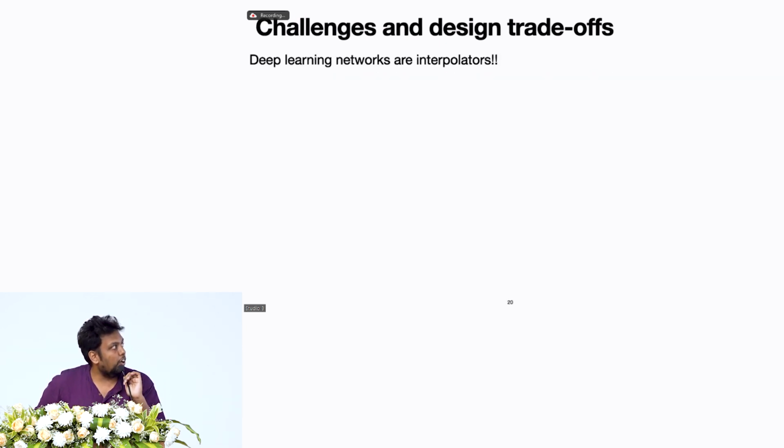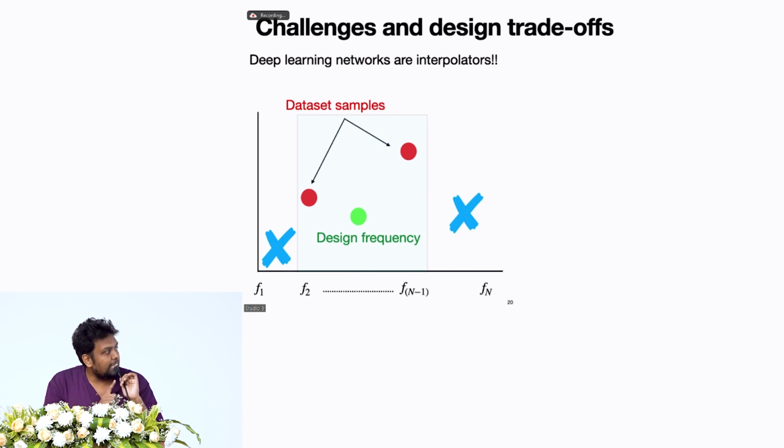One more trade-off that I want to talk about is that deep learning networks are just interpolators. So if you have samples at some frequencies, say f2 and fn minus 1, and your design frequency is in between, you'll be able to design a structure. But if you don't have samples at f1 and, say, fn, you won't be able to design a structure. These are just interpolators.